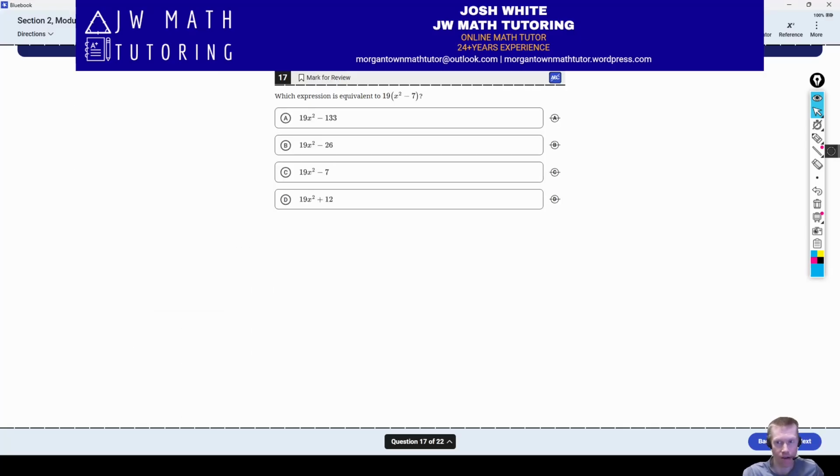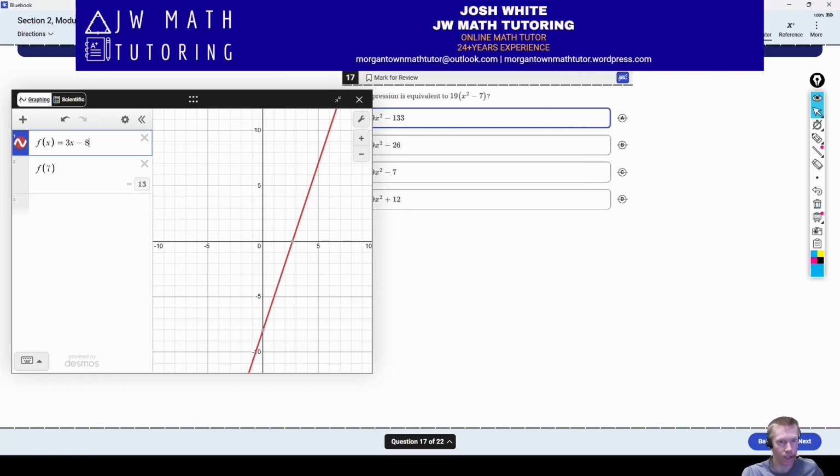Next up, we have an equivalent expressions problem. So the initial way to do this by hand would just be to distribute the 19 here, and you get 19x squared, and then minus 19 times 7, which is 133. So the correct answer for this one is A.